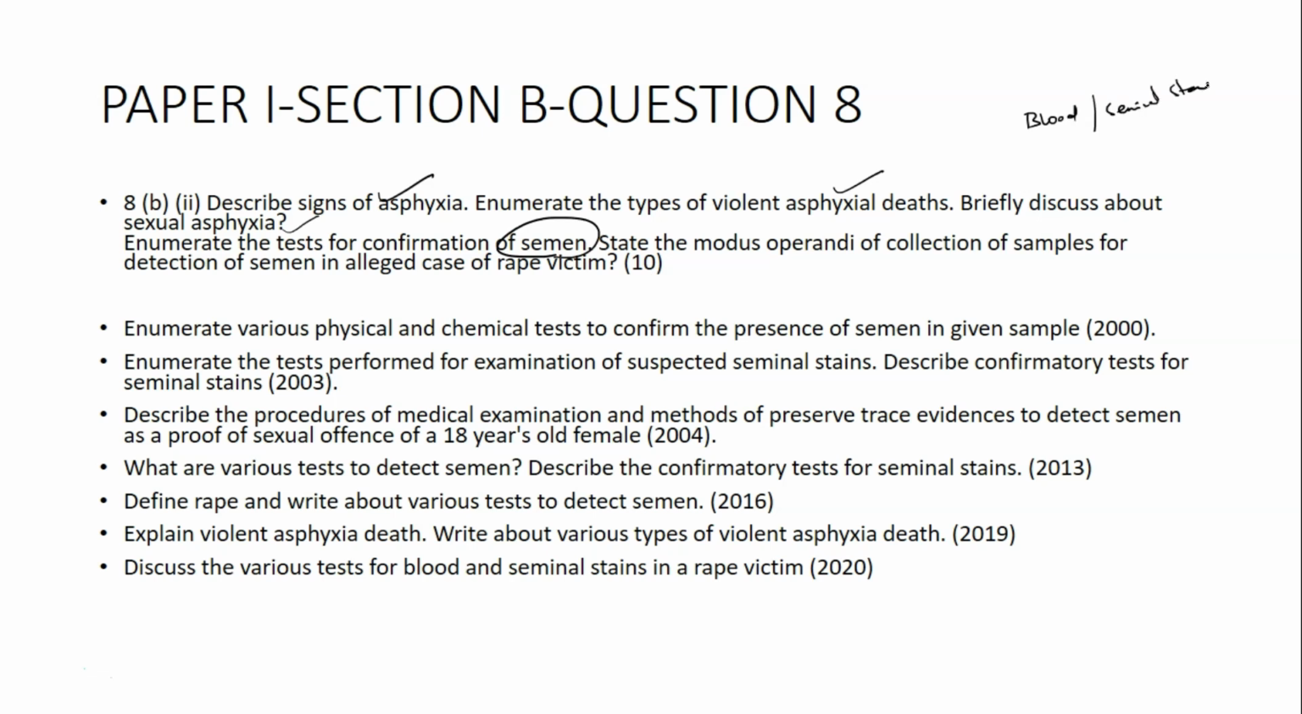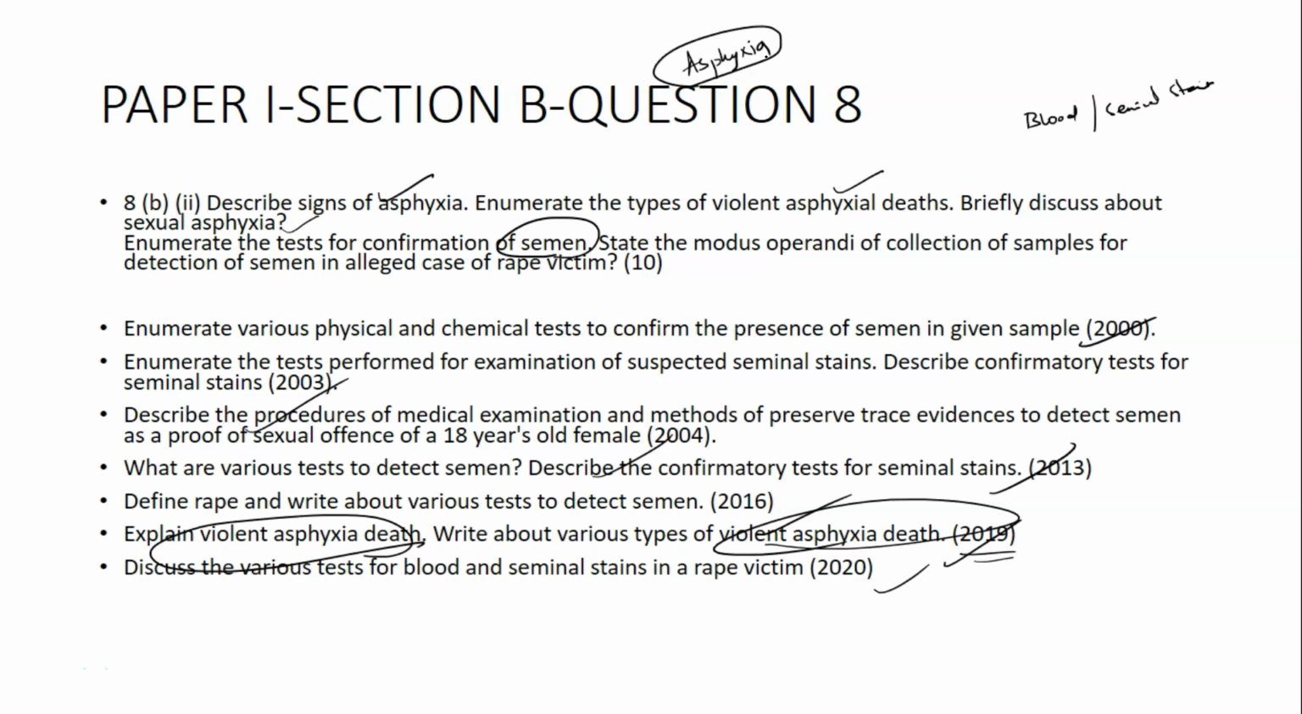Without a question on this, there is no paper. See, 2020, 19, 16, 13, 14, 3, 2000. So there are so many questions on seminal stain, but in the recent past in 2019, they asked about what is violent asphyxial death. So do learn the topic asphyxia in detail.